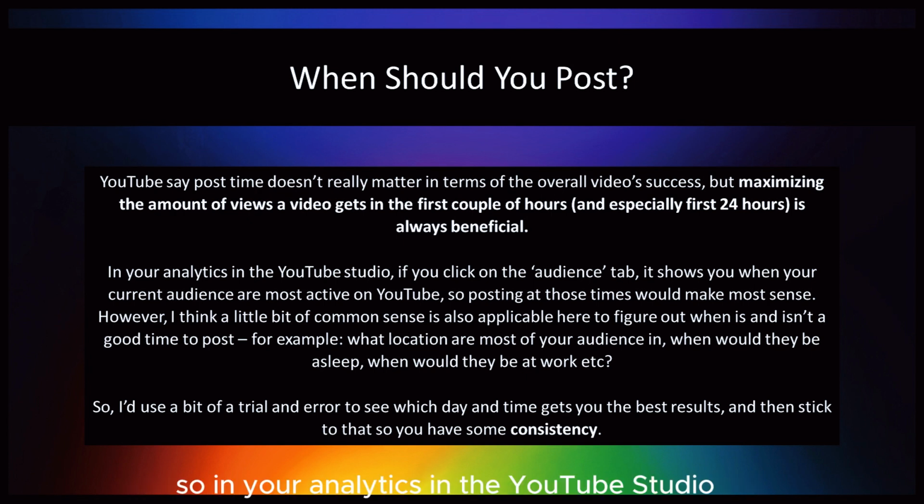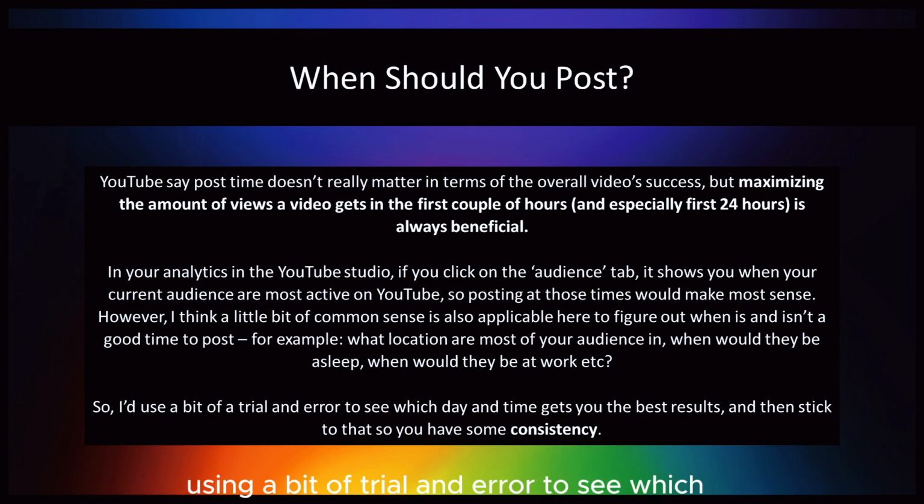So in your analytics in the YouTube Studio, once you've built up some subscribers, you can click on the Audience tab and it will show you exactly when your current audience are most active on YouTube. So posting at those times would obviously make the most sense. However, I think a bit of common sense is also applicable here to figure out when is and isn't a good time to post. For example, what location are most of your audience in? When would they be asleep? When would they be at work? And when would they most likely to be able to watch videos?